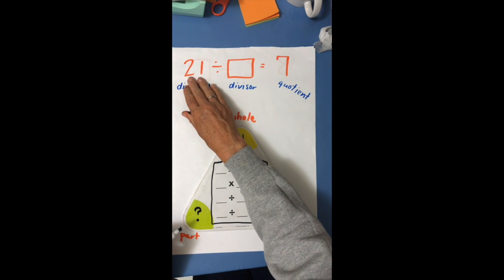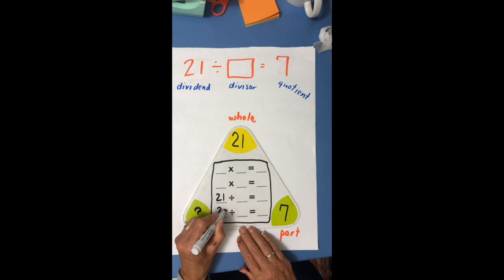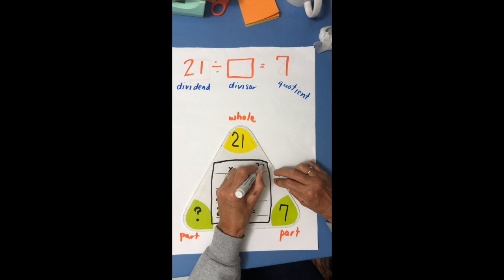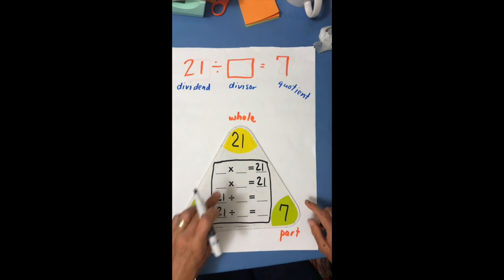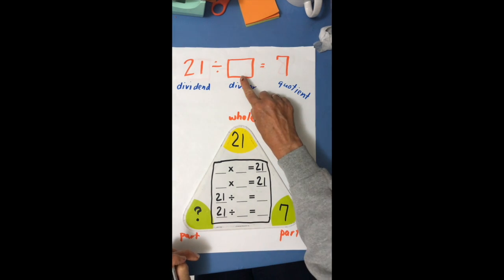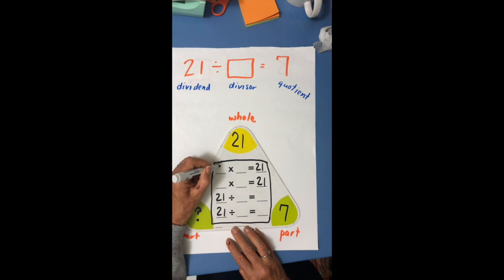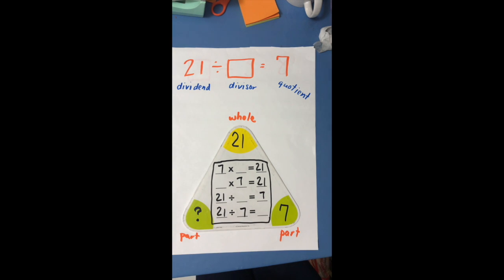So I remember with division, the biggest number always comes first. So I'll put that here on both of these two sentences. And then in multiplication, the biggest number comes at the end. Now my goal is to use all these 3 numbers in every one of these equations. Now I don't have the divisor, but I have the quotient, which is here. So I'm just going to go side, middle, side, middle. Okay.